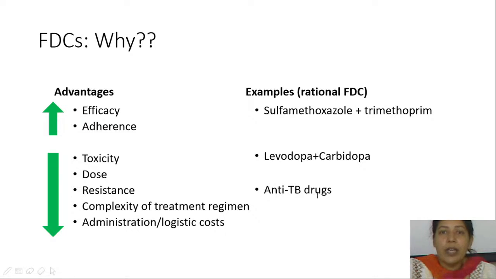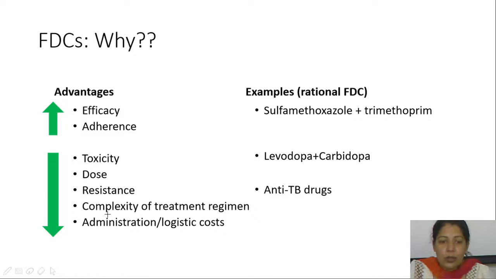resistance. If you give isoniazid alone, even if it is bactericidal, the organism would develop resistance before it is cleared out of the body. So a multi-drug regime is used for treatment of tuberculosis to reduce resistance and thereby increase efficacy also and shorten the duration of complete treatment, thereby improving adherence and reducing administrative or logistic costs.